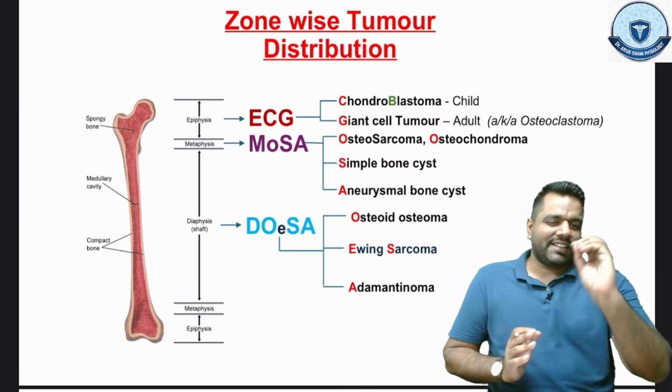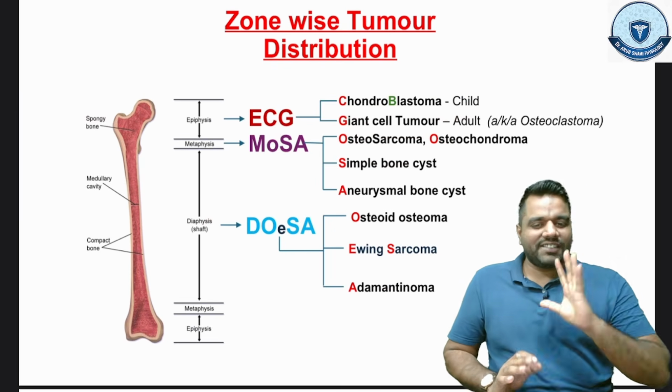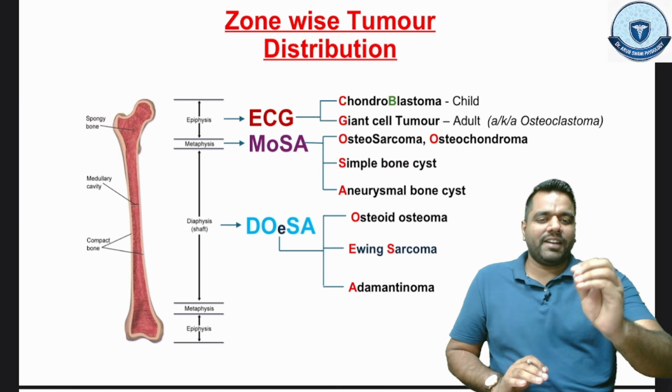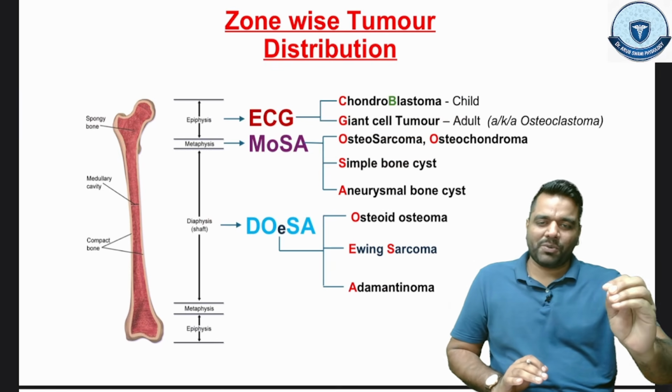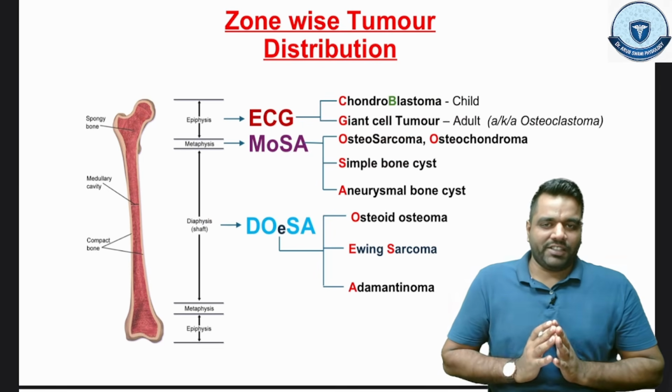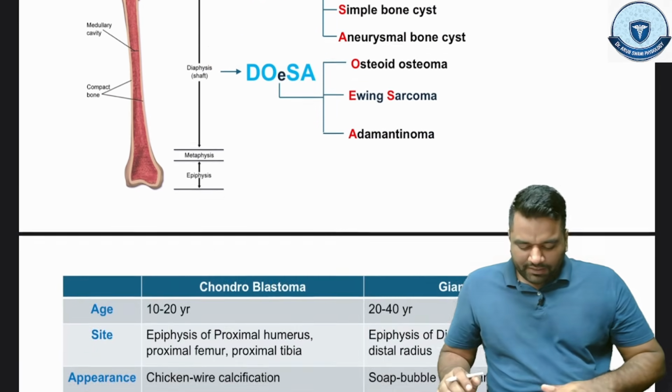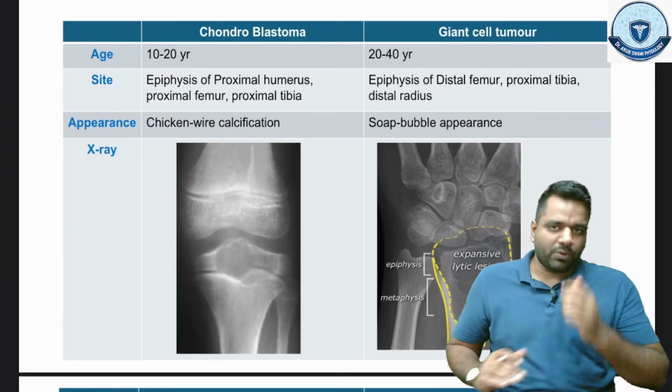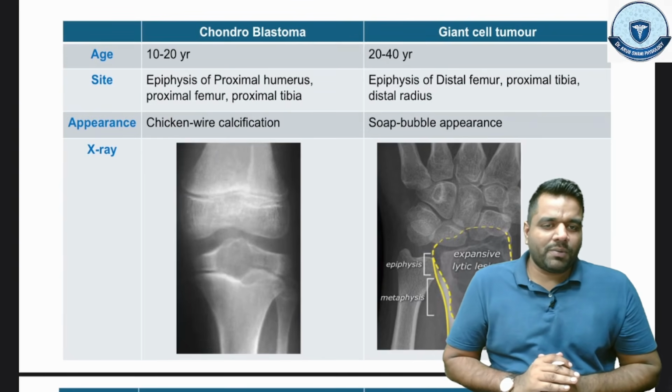So now, as soon as a lesion comes up, if it says epiphyseal area, you just need to remember ECG: C for chondroblastoma, G for giant cell tumor. Whether it is in a child or an adult, you can easily differentiate, right? So let's do some differentiation between these two conditions. First, the chondroblastoma and giant cell tumor.